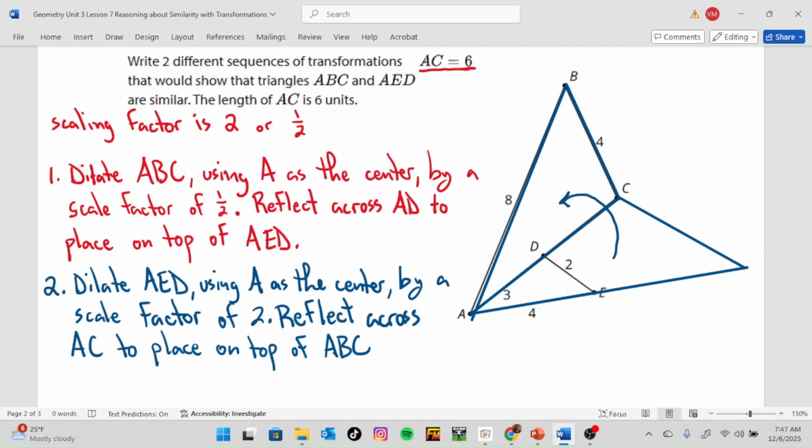So this is two different sequences, but both of them will accomplish showing that triangles ABC and AED are similar. Their angles are the same. It's just that ABC is twice as large as AED. So I can either scale factor the small one by 2 to turn it into the larger one, or I can scale factor the larger one by 1/2 to turn it into the smaller one.